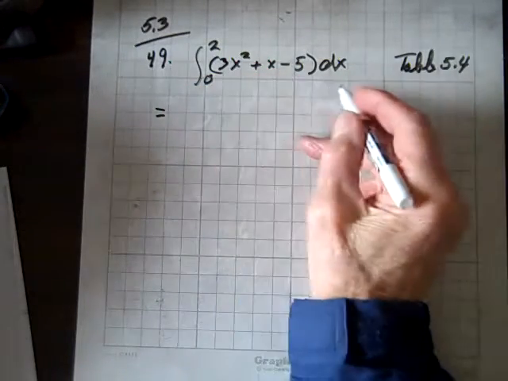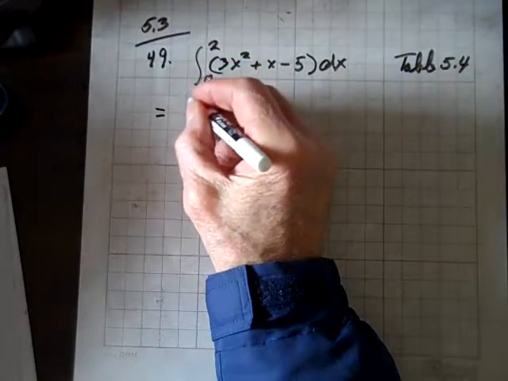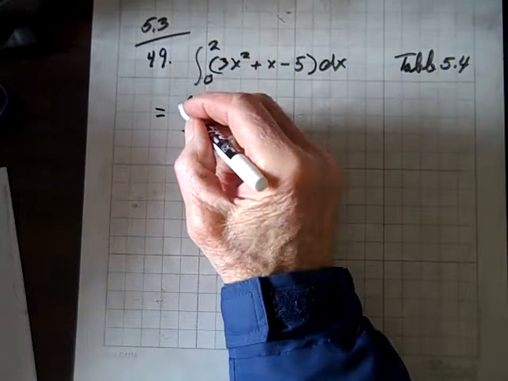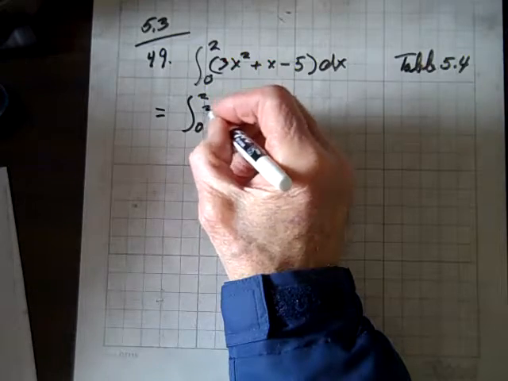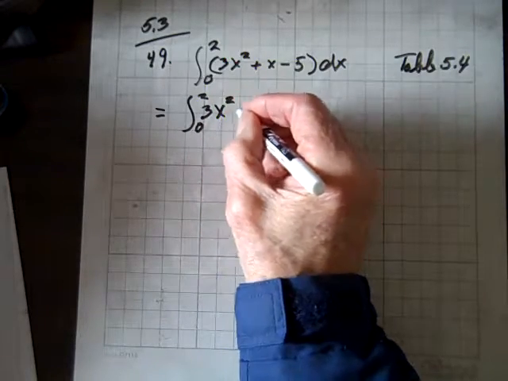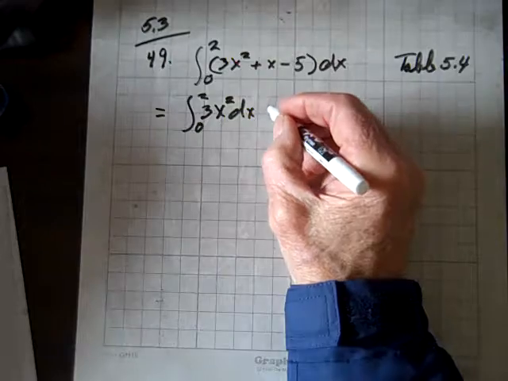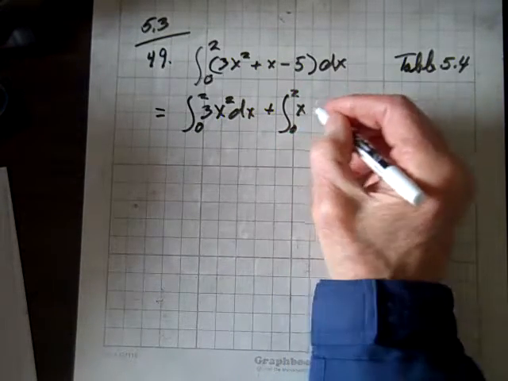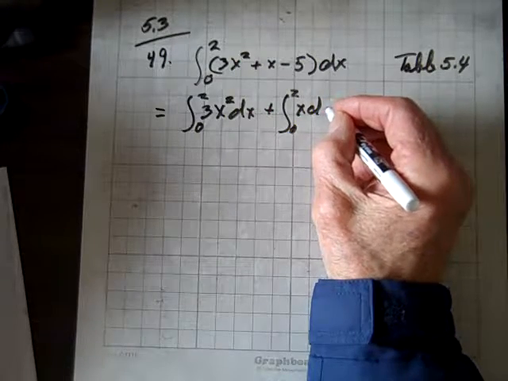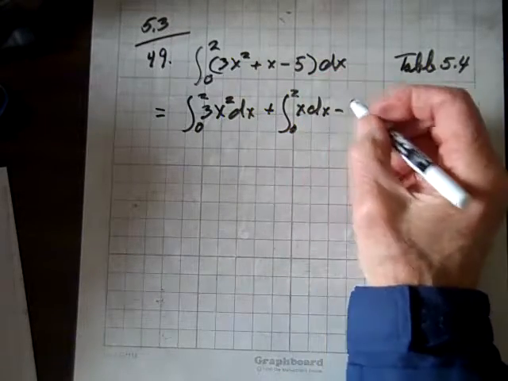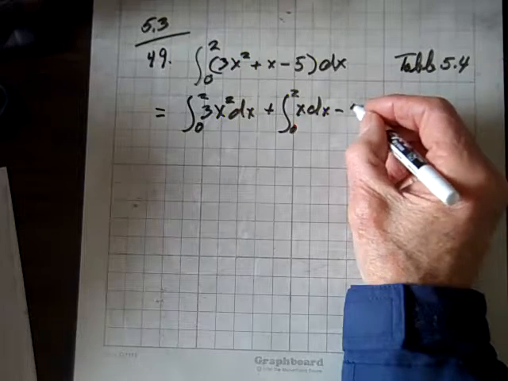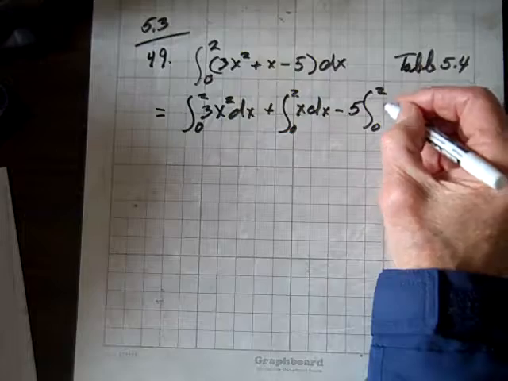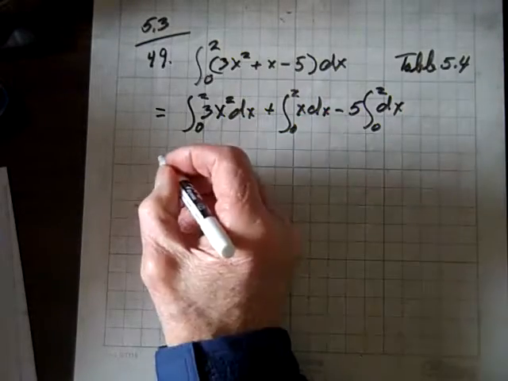This equals, and we'll break this up into three integrals. The integral from 0 to 2, and I could factor that 3 and put it out here, but I'm not going to. I'm going to leave it right there, x squared dx, plus the integral from 0 to 2 of x dx, and minus, and I can factor that 5 out of there, and I might as well do that, the integral from 0 to 2 of dx.